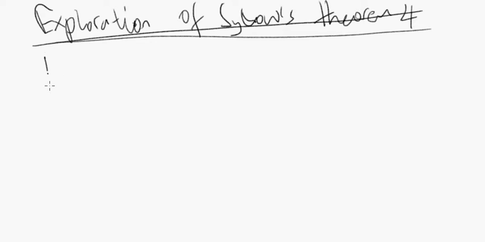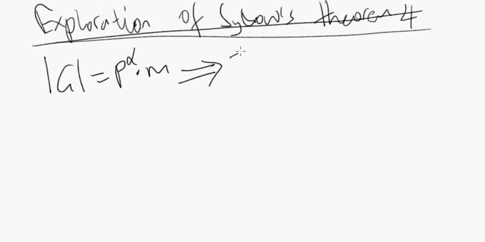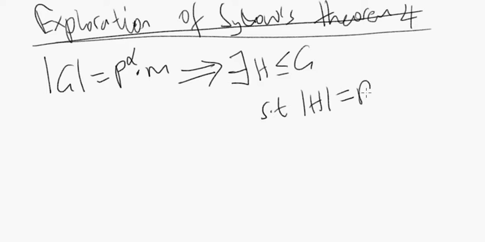It's telling us if we have a finite group G, and the order of G equals p to the alpha times m, where p and m are relatively prime, then this must necessarily imply that we are guaranteed there exists some subgroup H of G such that the order of H equals p to the alpha. P is prime here, and alpha is taken to be greater than or equal to 0, some natural number. So this is what we've been trying to prove for a while.